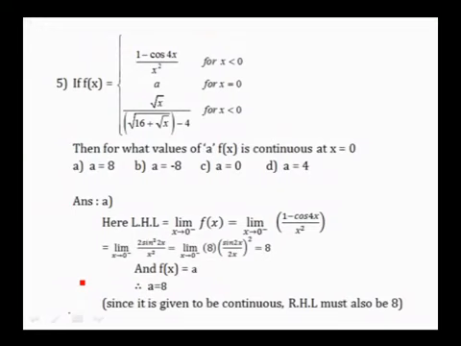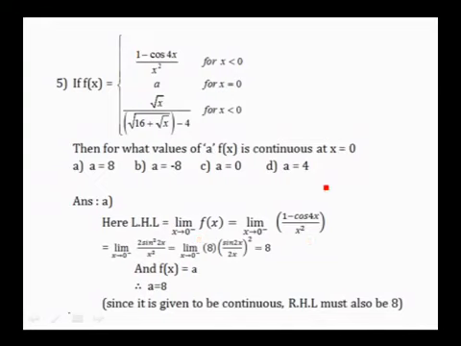So here you are having three options. f(x) is (1 minus cos 4x) over x square for x less than 0, A for x equals 0, and root x over (root of 16 plus root x minus 4) for x greater than 0. Here, for the left hand limit, I consider x less than 0, so I should take the first value.